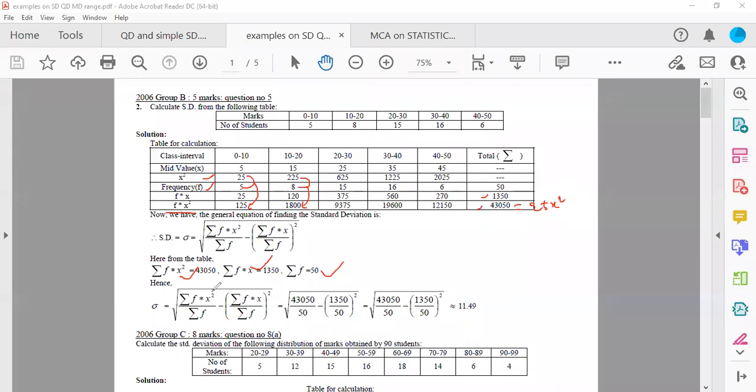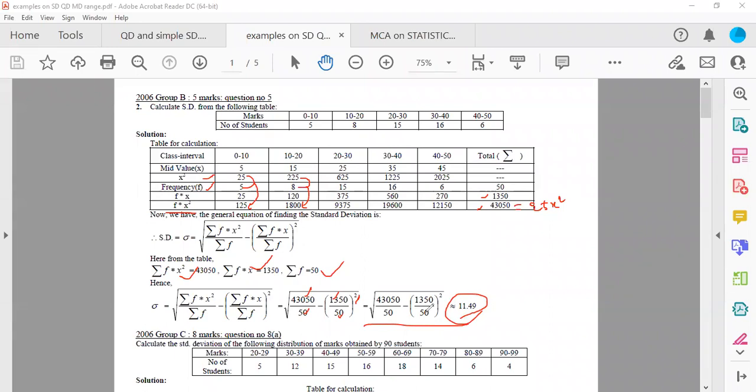Now you can put these values in the formula. Sigma is equal to the square root of summation fx square by summation f, minus summation fx by summation f, whole square. Using a calculator, we can easily find 11.49. Use the calculator and check, just checking.